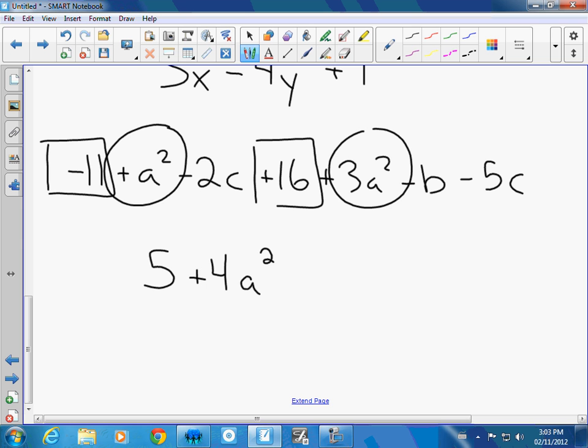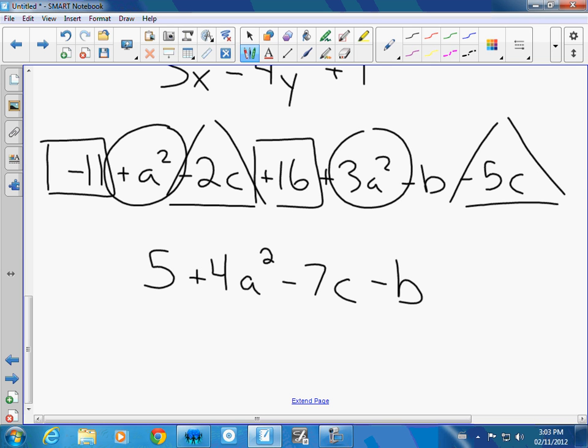Think of it this way. You have 1 apple, you have 3 apples. When you add them together, you get 4 apples. You don't get 4 apples to whatever power, right? Okay, what's next? The c's? So negative 2c and negative 5c. So what's negative 2 minus 5? Negative 7c. What's left over? B, negative b.